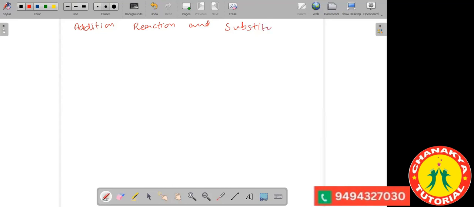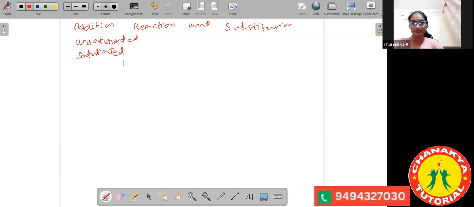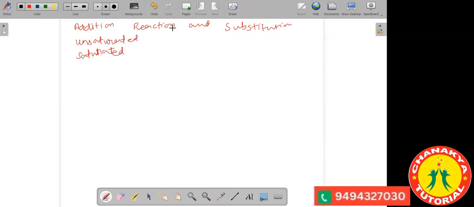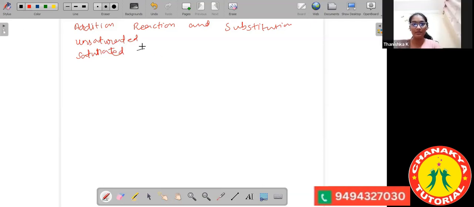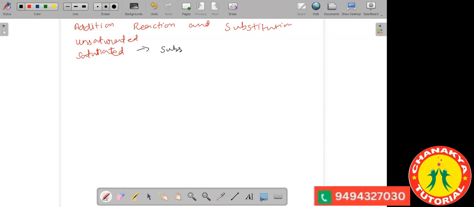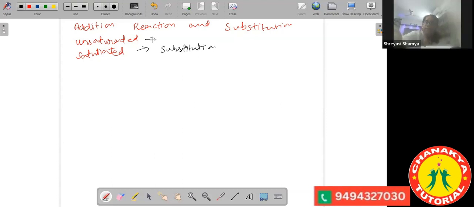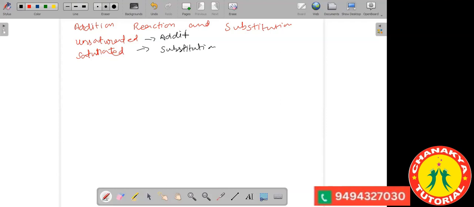So in this we just saw that all the unsaturated hydrocarbons, so which type of reactions are performed by the unsaturated hydrocarbons? Addition reactions. And which type of reactions are performed by the saturated hydrocarbons? Substitution or elimination reactions. For the saturated ones, it is either substitution or elimination. And for unsaturated, it is addition reaction, where we saw addition of hydrogen.